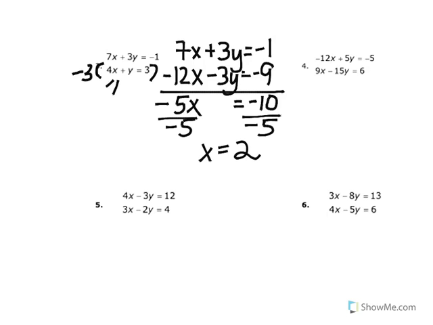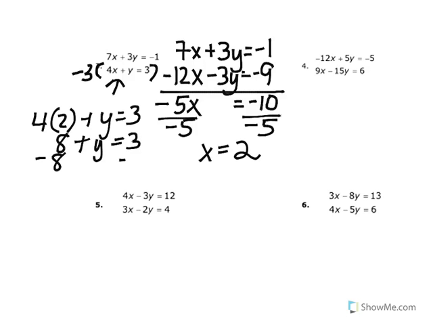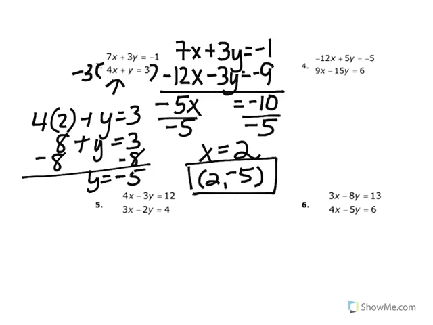So I'm going to use this second equation. So 4 times 2 plus y equals 3. 8 plus y equals 3. Subtract 8, and y equals negative 5. And there's our solution, 2 comma negative 5. Always write it as a coordinate pair.